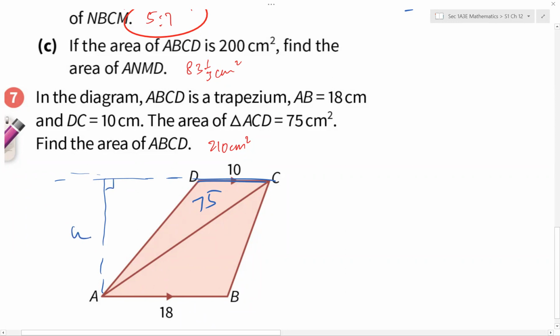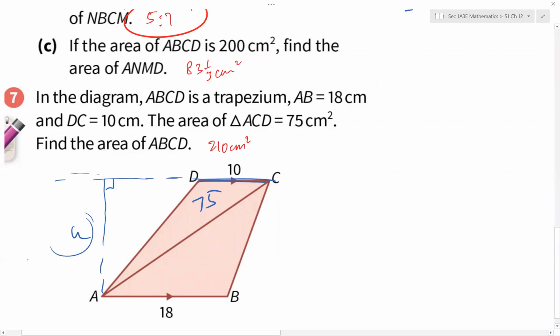And notice that this perpendicular height that I just drew will be the perpendicular height for the other triangle. It is where 18 is the base. And again, it will be the perpendicular height for the entire trapezium. So these are the things that you must be thinking of. Find the area of ABCD. So first, we want to find out the value of h.